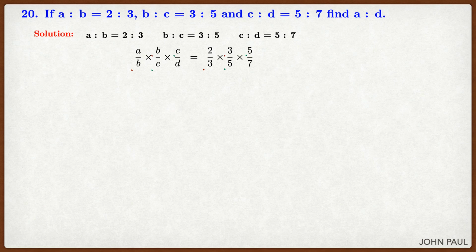Now cancel the possible terms. Therefore, A by D equal to 2 by 7. A is to D equal to 2 is to 7.